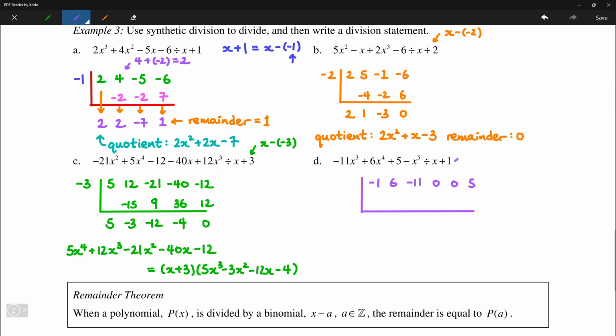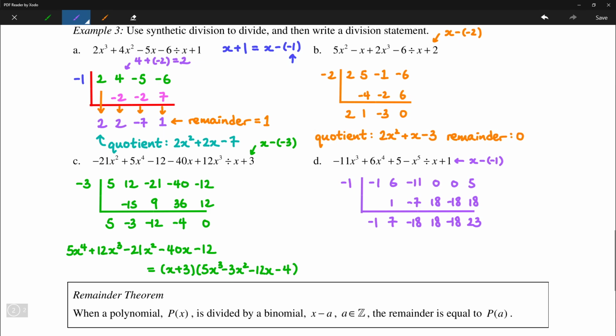And just as usual, x plus 1 is the same thing as x minus negative 1. So the negative 1 will go on the left-hand side. All right, see what happens here. We have negative 1. Negative 1 times negative 1 is positive 1. 6 plus 1 is 7. Multiplied by negative 1 is negative 7. That will give us a total of negative 18. Negative 18 times negative 1 is positive 18. 0 plus 18 is 18. Multiplied by negative 1 again gives us negative 18 here. That will give us a sum of negative 18. And then it switches again to positive 18. 5 plus 18 is 23. So ultimately, it has a remainder of 23.